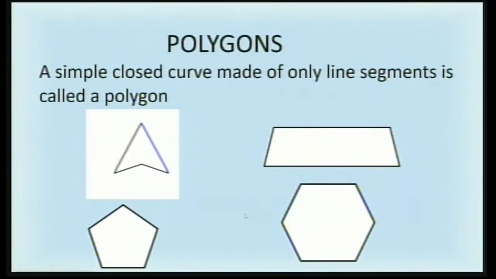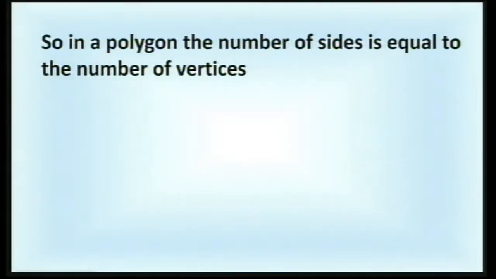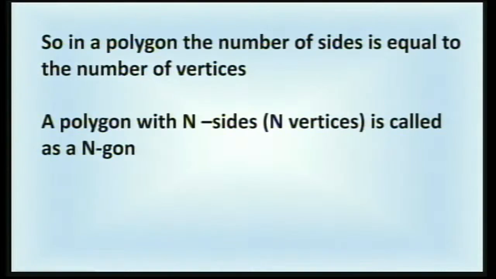So what can be generalized from this counting that we have done? We are able to see that in a polygon, the number of sides is equal to the number of vertices. So if I take any polygon and start counting its sides and vertices, they will always come out to be equal in number. That's how we call a polygon with n sides an n-gon. This is a general name given to any polygon having n sides and n vertices.